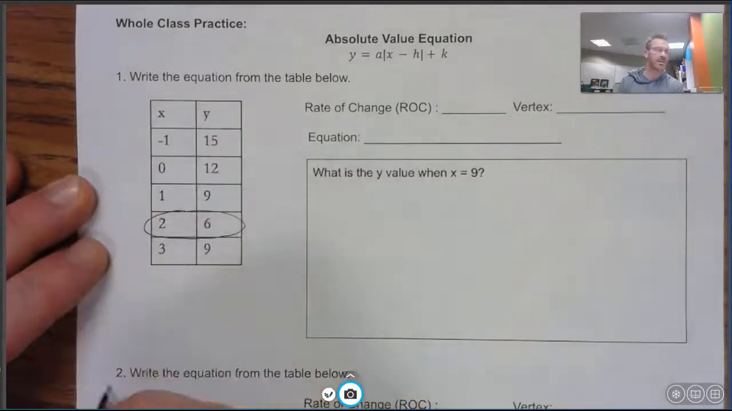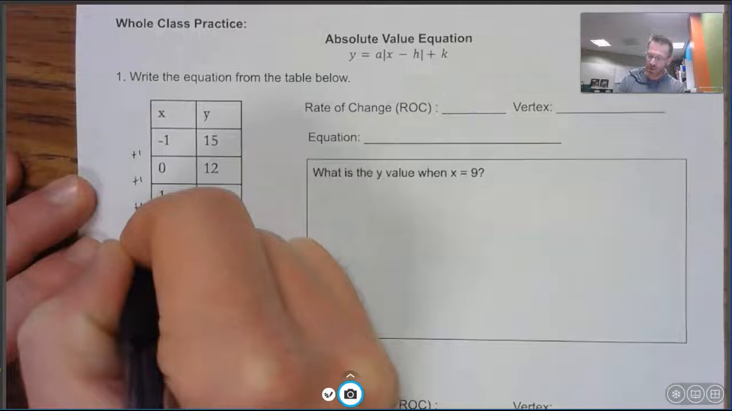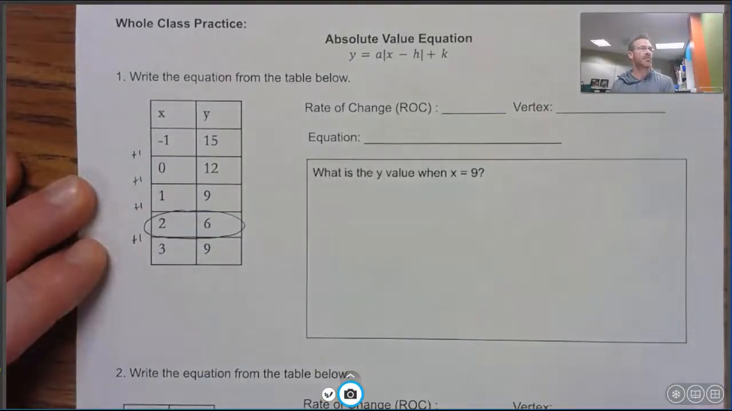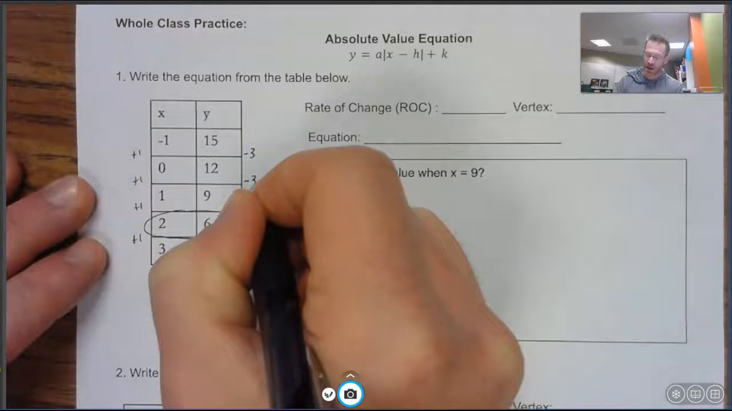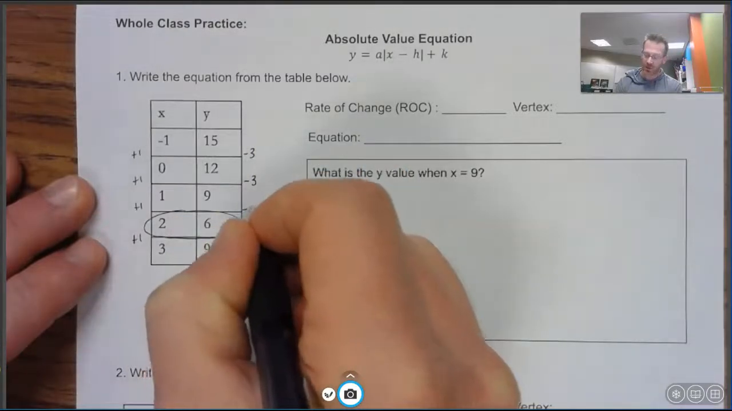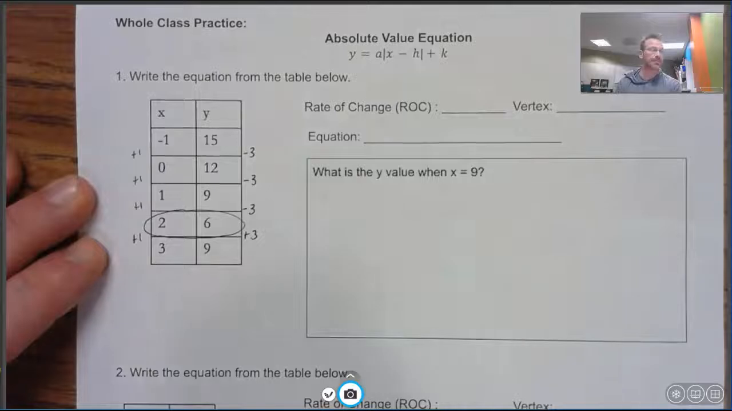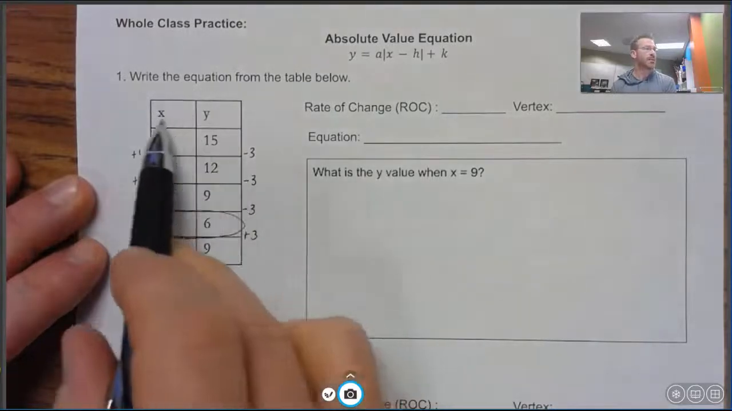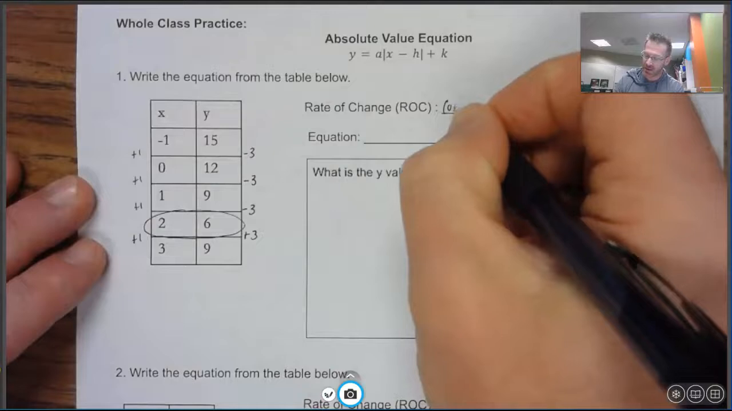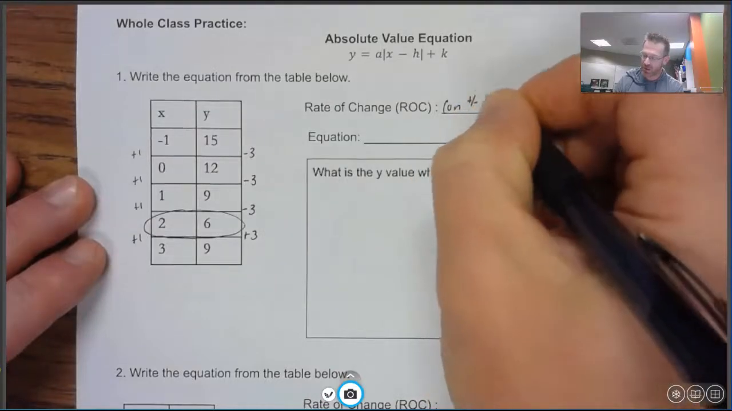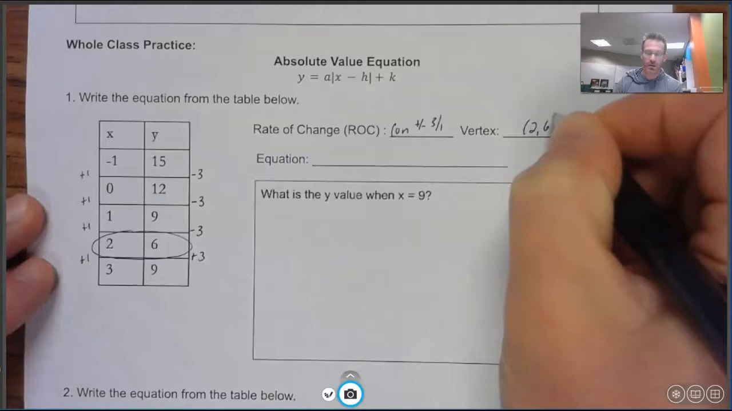When I look at my left side, my change in x, I can see all my x's are going up by 1. Then on my right side, my first y goes down by 3, my second y goes down by 3, my third y goes down by 3. I hit that turning point, and notice what happens now: I go up by 3. So I have a constant rate of change in both directions, plus or minus 3 to 1. We can see that the vertex is 2, 6.